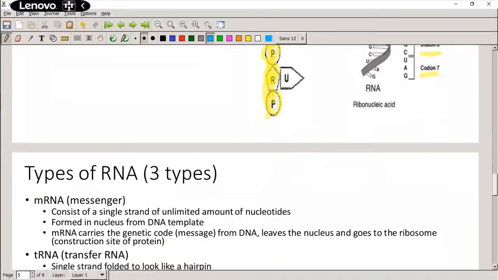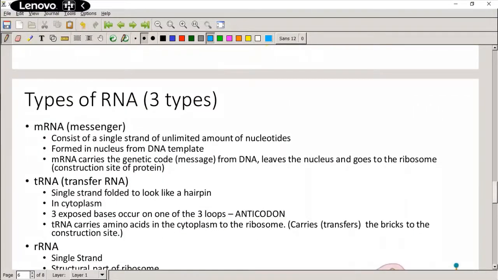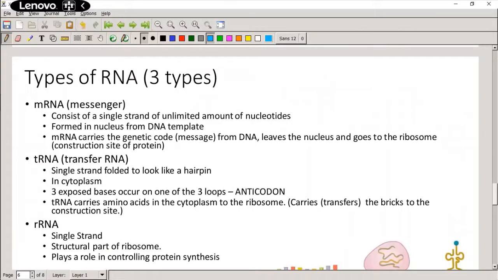Types of RNA: you get mRNA, called messenger RNA. It moves between the nucleus and the ribosome. It consists of a single strand of an unlimited amount of nucleotides, and it's formed in the nucleus from the DNA template. So it's a complementary copy of the code in the DNA. The mRNA carries the genetic code from the DNA, leaves the nucleus and goes to the ribosome, which is the site where protein synthesis or protein production takes place.